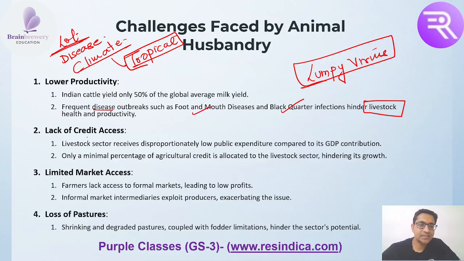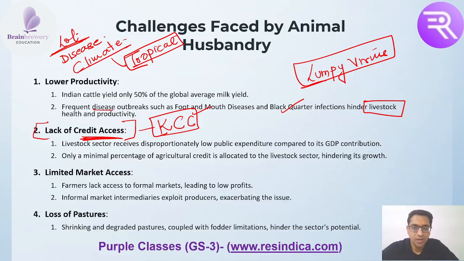Then credit access is also very, very poor. Even though a Kisan Credit Card is there, under which you can take credit for animal husbandry purposes also, the government support in the livestock sector for the credit given is not up to that. If we compare with GDP, what percentage of GDP is being given as credit to the livestock sector, this is not optimum. There is a very, very minimum amount of agriculture credit given to the livestock sector. Because of that, obviously there is a hindrance to growth.